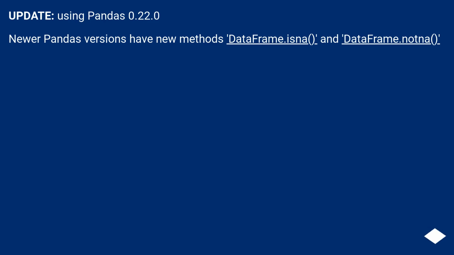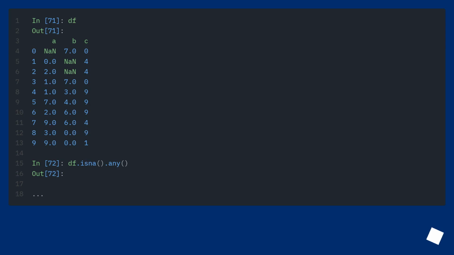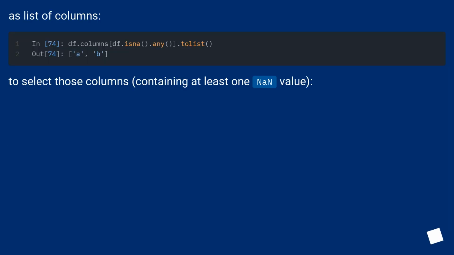Update, using Pandas 0.22.0. Newer Pandas versions have new methods dataframe.isna and dataframe.notna. As a list of columns, to select those columns containing at least one NaN value.